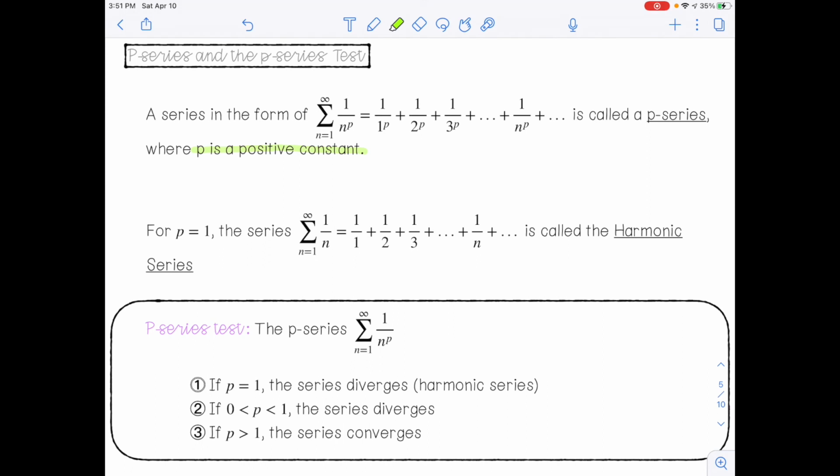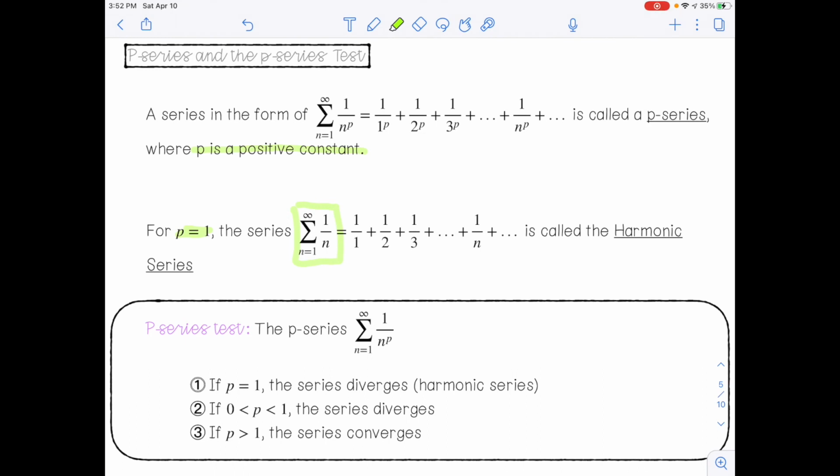One of these situations is a very special type of series that actually comes up a lot when we're examining infinite series, and it's called the harmonic series. That's when p is equal to 1. So the series of 1 over n from 1 to infinity is the harmonic series, and it's super important. We're going to use it a ton, especially with the comparison tests.